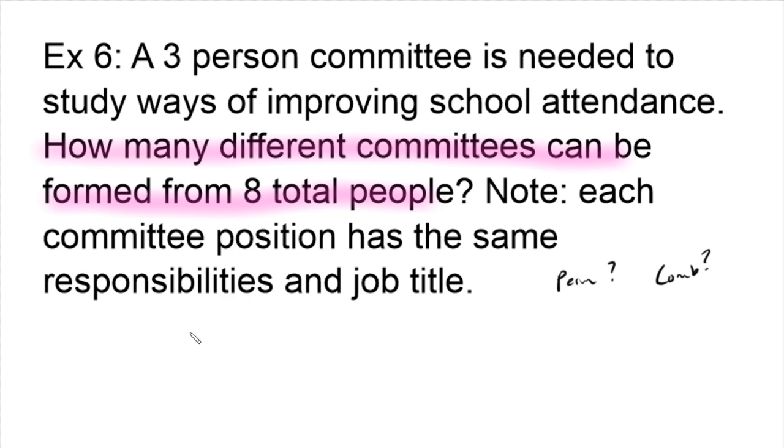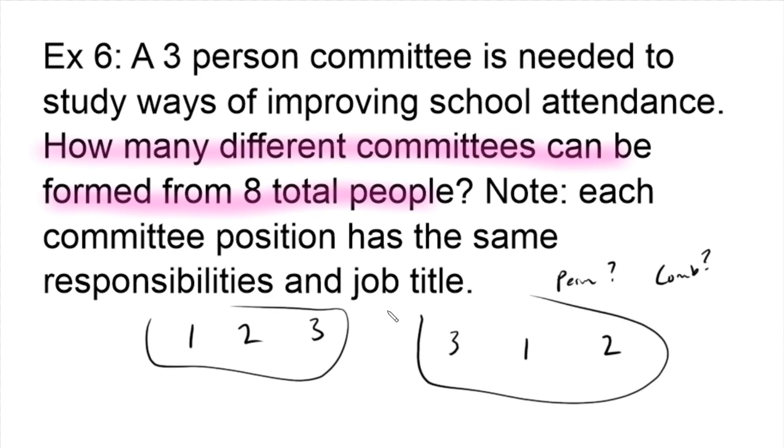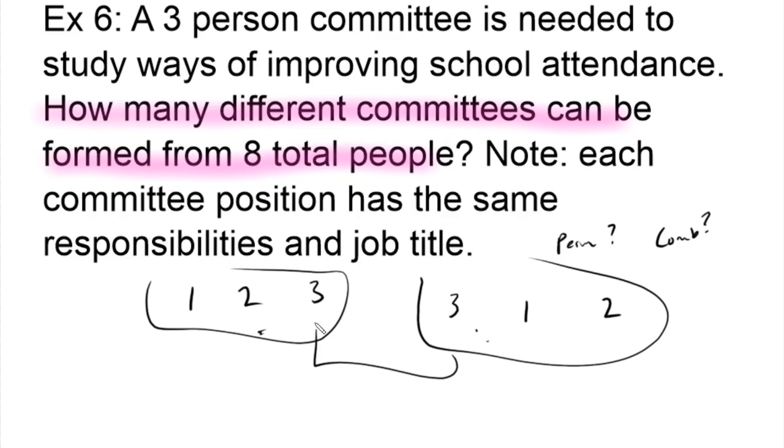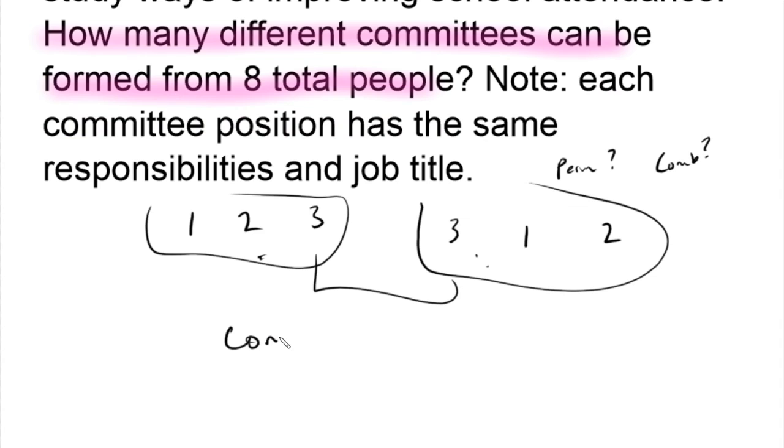If I chose person 1, person 2, and person 3 for my 3-person committee, so that's one committee, and then I chose person 3, person 1, and then person 2, in that order, is it the same committee or a different committee? Are these the same? The answer is yes, they are the same committee, because each person has the same responsibility and title, so they're all in the same committee. So yes, since these are considered the same, that means the order does not matter, which means this is a combination.